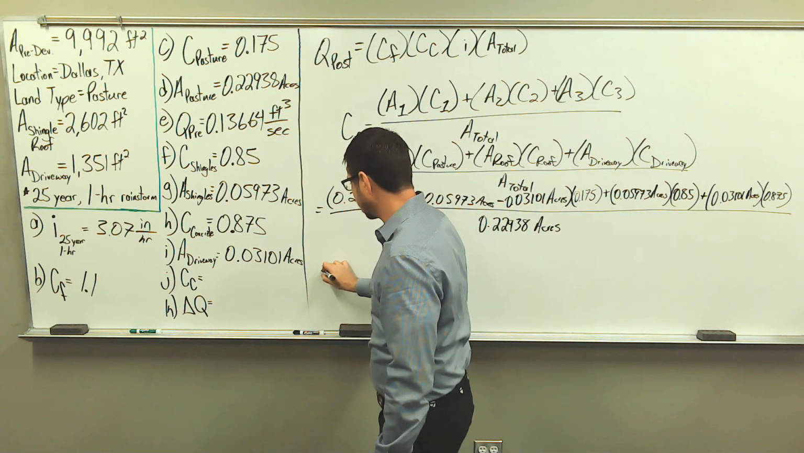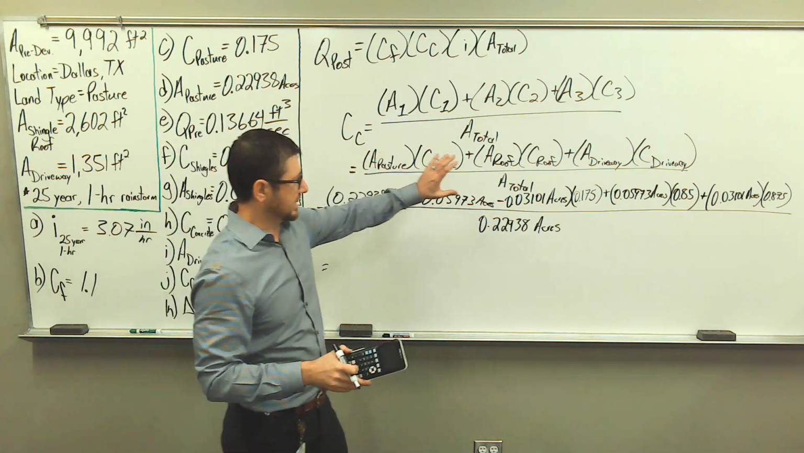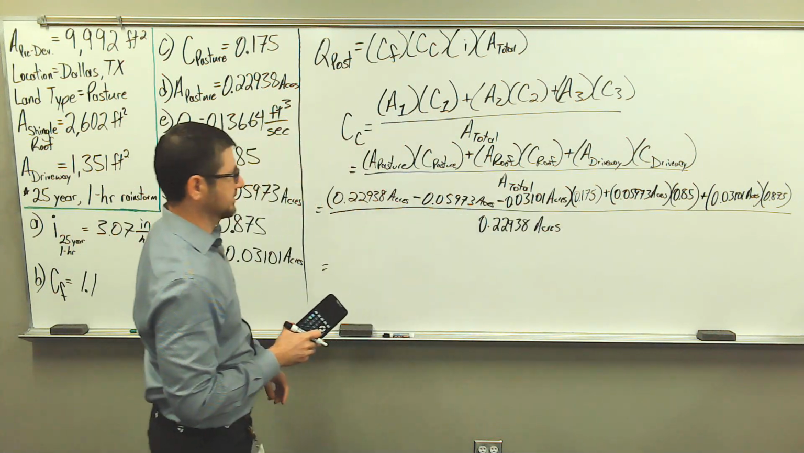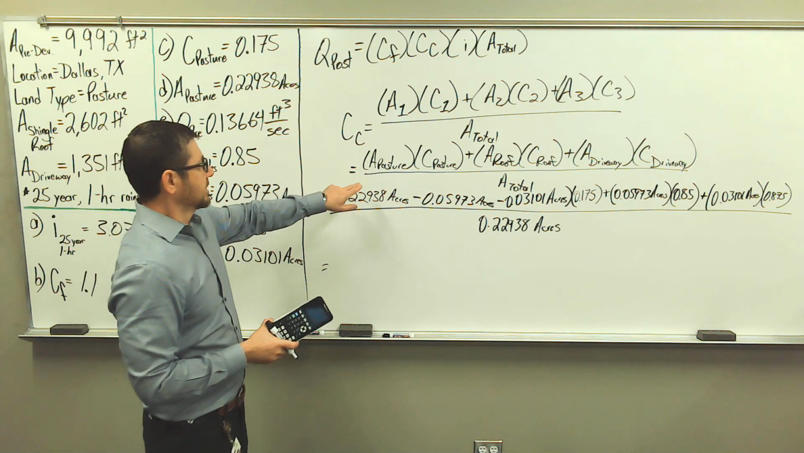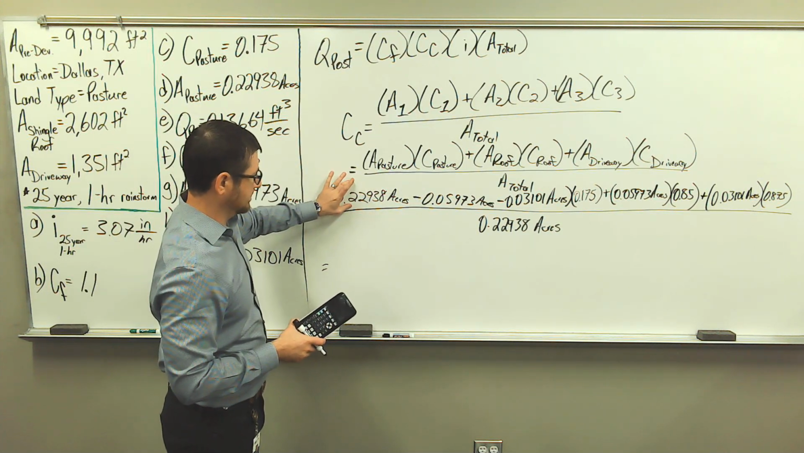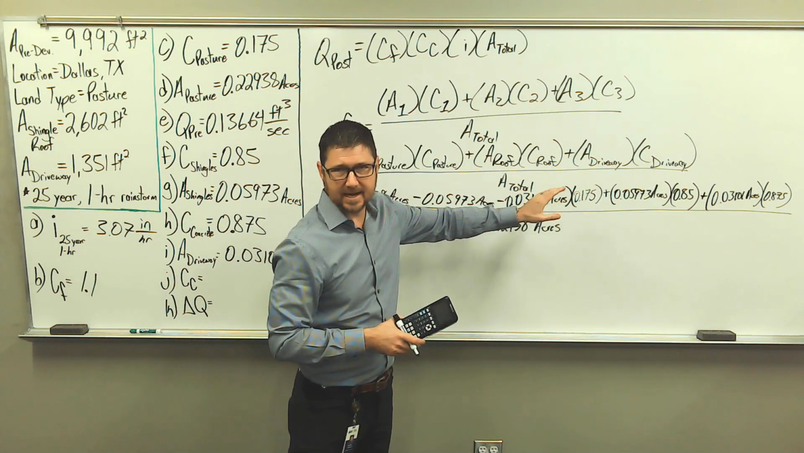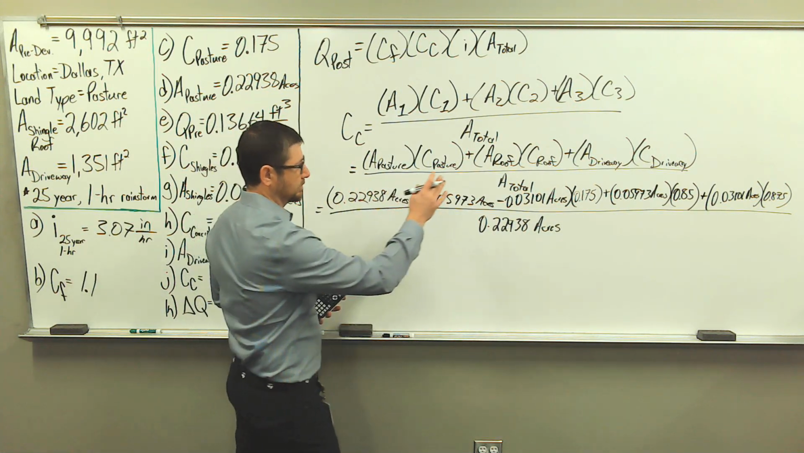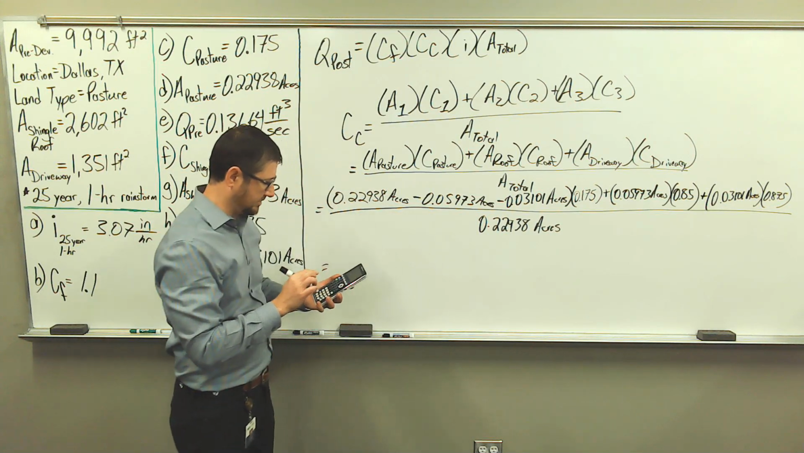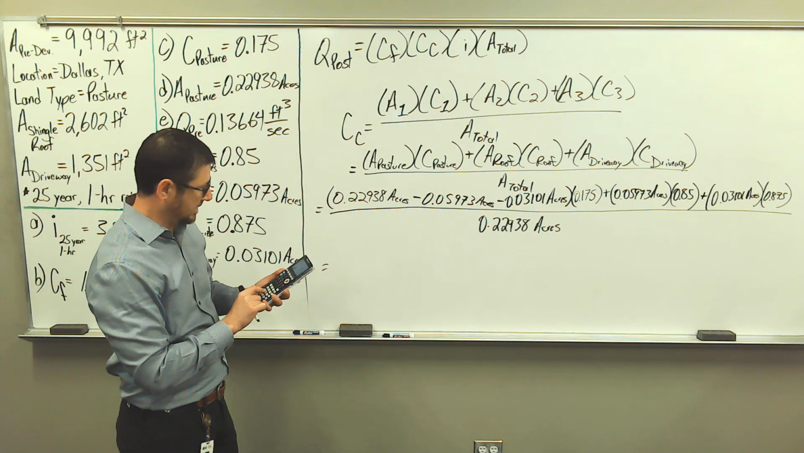Okay, so just to make this clear, I just want to do a piece at a time here, okay? So we're getting the area of the pasture, so pre-development pasture minus the area of our roof minus the area of our driveway. And then we're going to multiply that by 0.175. So let's do that first. Let's just do this step by step here.